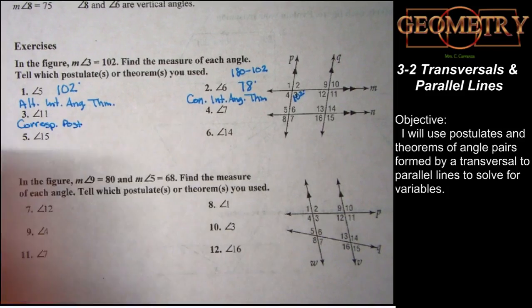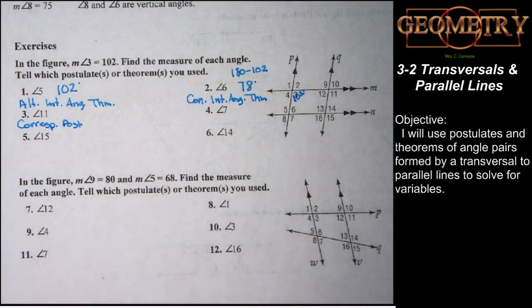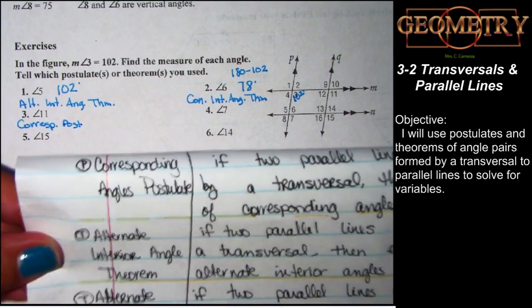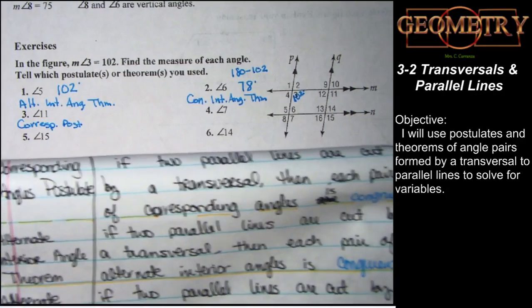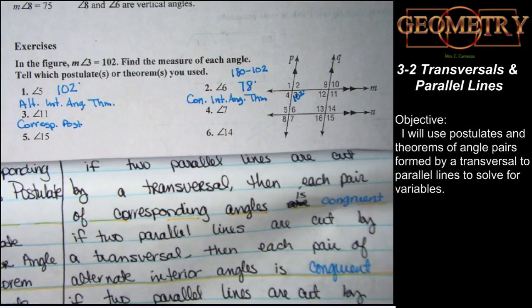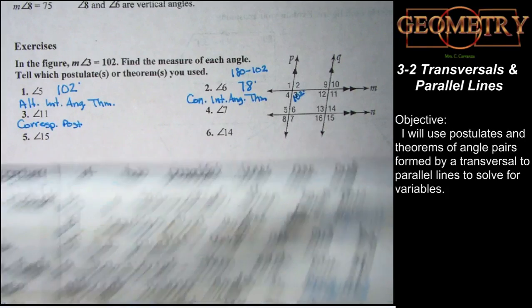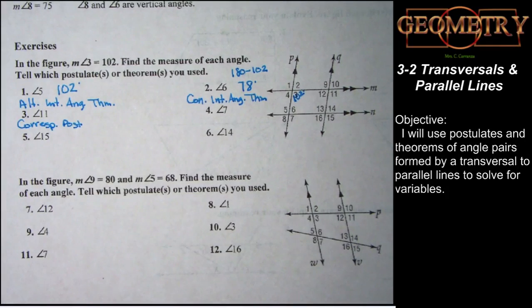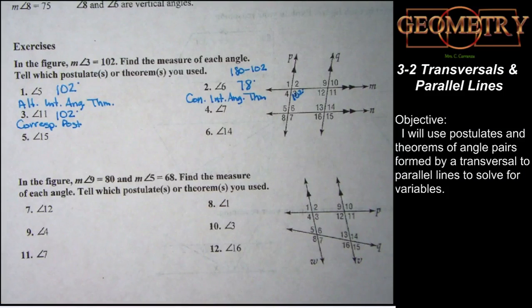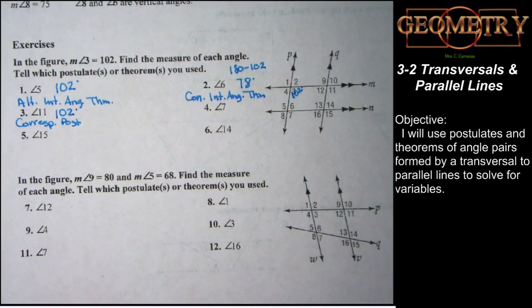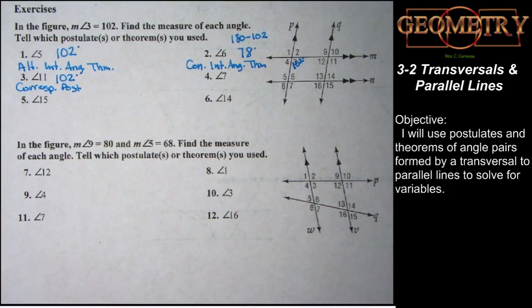All right, according to the corresponding angles postulate, these angles are congruent, and by definition of congruent, their measures are the same, or equal. All right, can you see how we would do the rest of these? Yes. The exact same sort of way. Take a look at 7 through 12.